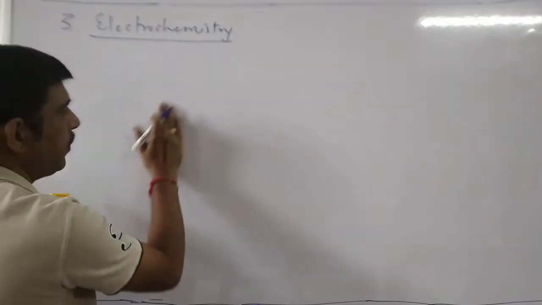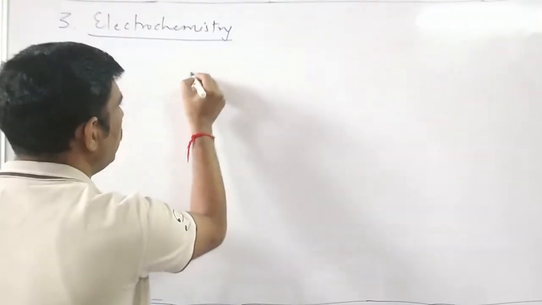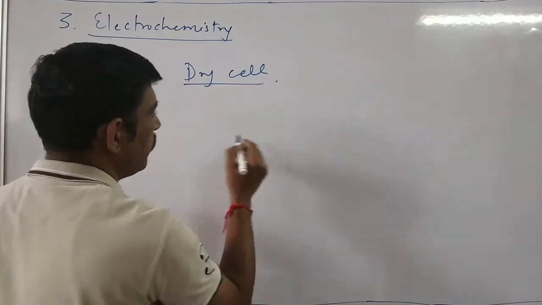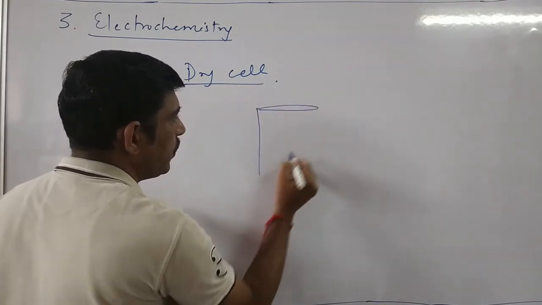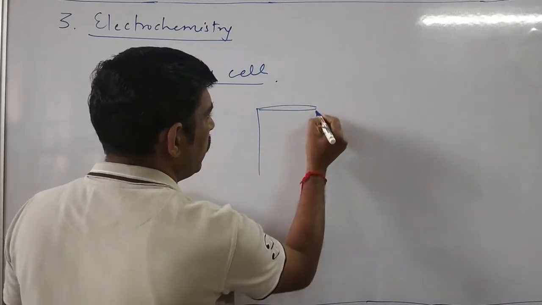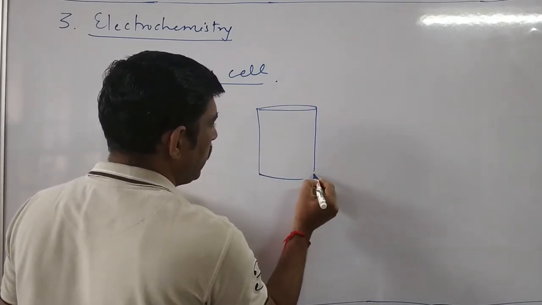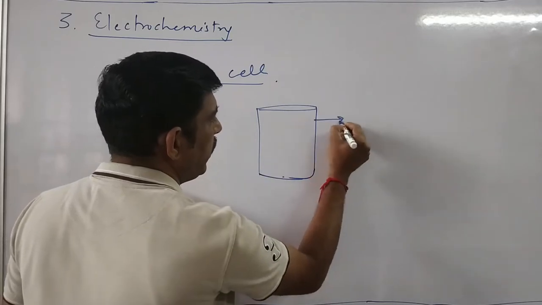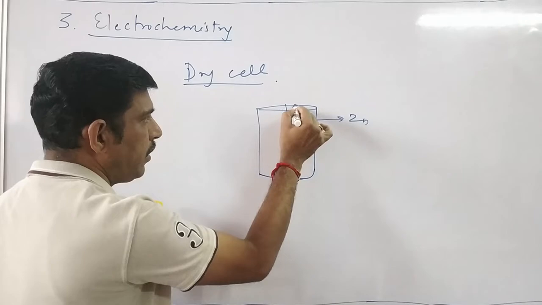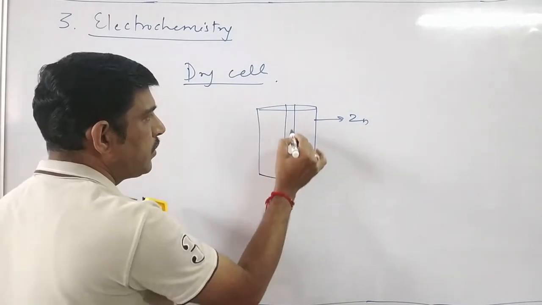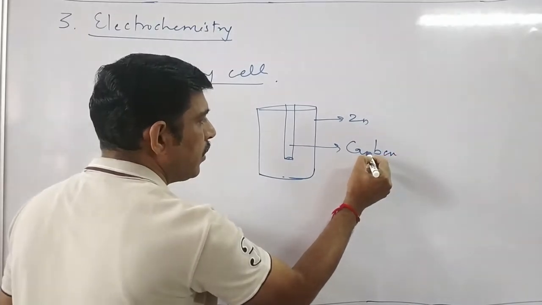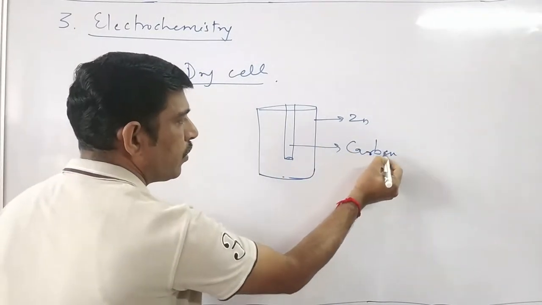Let us see the construction of the dry cell. A dry cell consists of a zinc vessel or zinc container. So this is made of zinc metal. Inside it contains a black colored rod known as carbon rod or graphite rod.